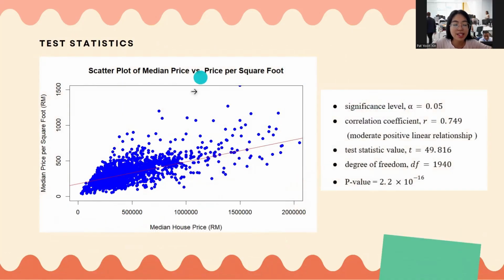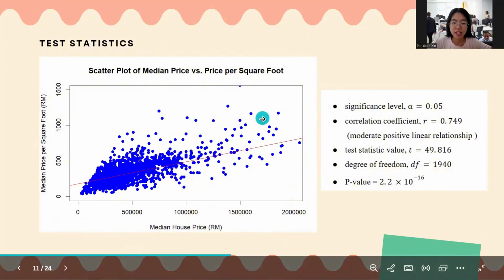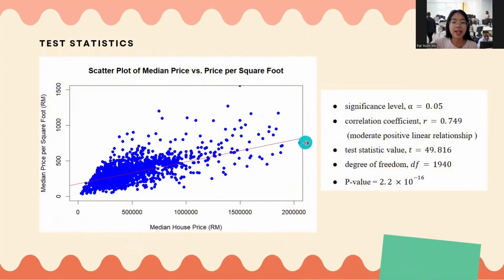And using RStudio, we have got a graph like this. From this graph, we can tell that there is a positive linear relationship because there is a positive slope here. Using RStudio, we have got the correlation coefficient R, which is equal to 0.749, and this indicates that there is a moderate positive linear relationship. We also find that the test statistic value T is equal to 79.8, and the degrees of freedom DF is equal to 1,940. And the P value, which is very, very close to 0, is also found.